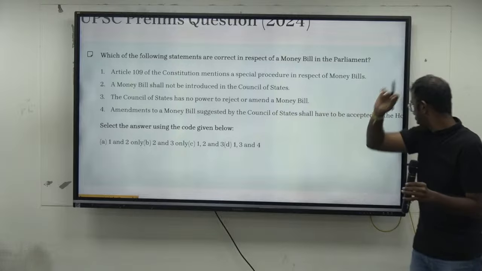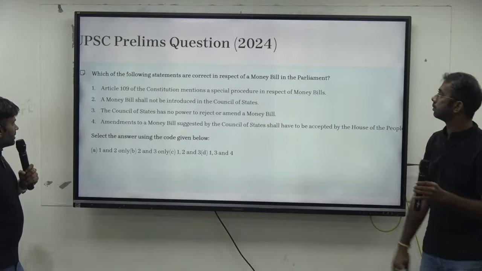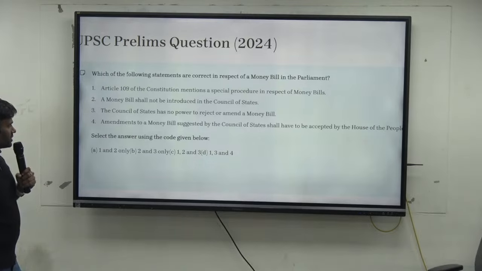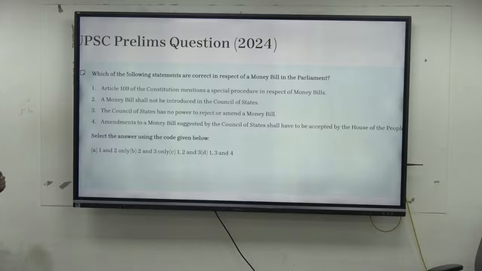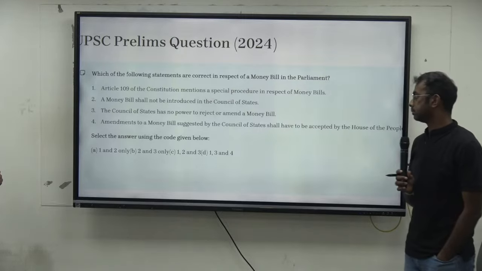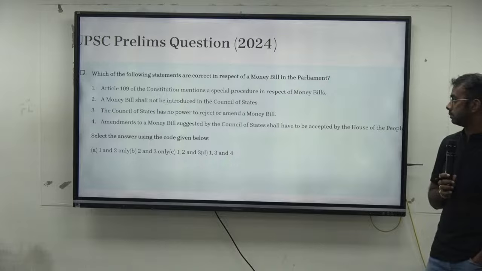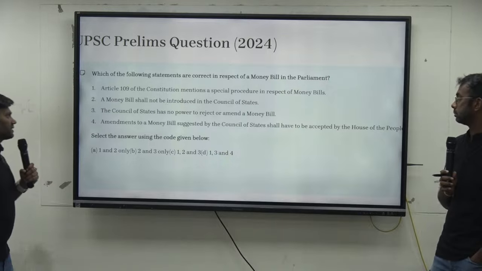Which of the following statements are correct with respect to a money bill in the Parliament? Article 109 of the Constitution mentions a special procedure with respect to money bills. A money bill shall not be introduced in the Council of States. The Council of States has no power to reject or amend a money bill. Amendments to a money bill suggested by the Council of States have to be accepted by the House of the People. Select the answer using the code below; you need to identify which statements are correct.